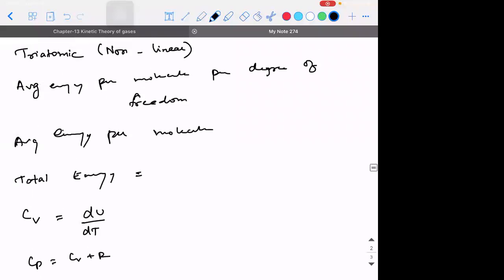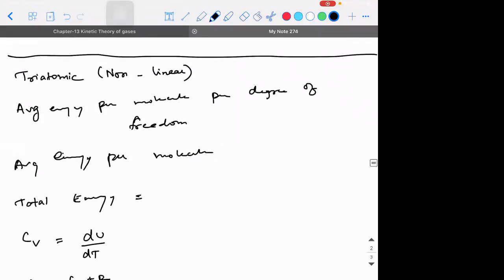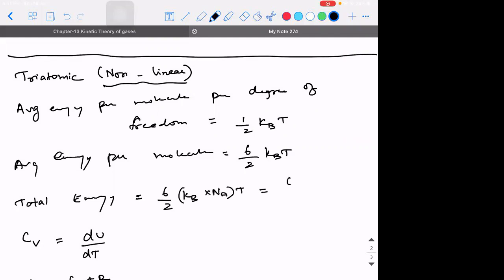Now you guys tell me the average kinetic energy per molecule per degree of freedom. Half kBT, sir. That's it. Average kinetic energy per molecule: 6 by 2 kBT, sir. Very good. 6 by 2 into Kb into T. Next, total energy. 6 by 2 into Kb into Na into T. How much is that?